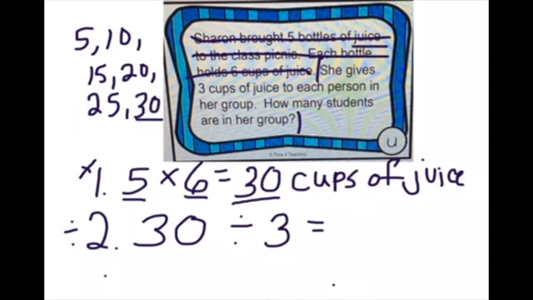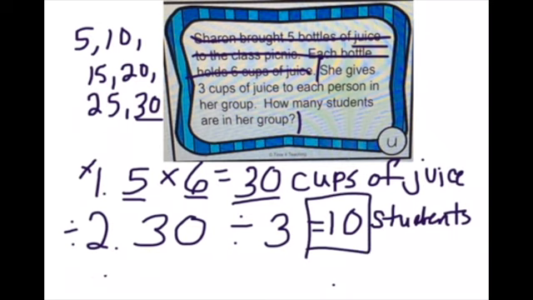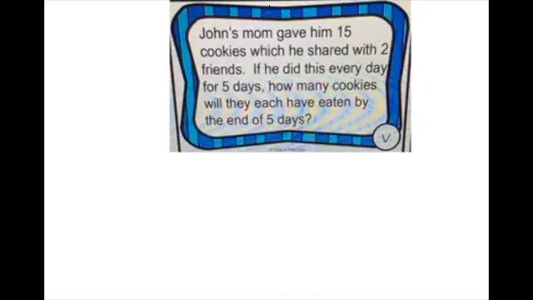What will that give us? 30 divided by 3. Oh, I know that that's 10. So I have 10 students, and that is our answer. How many students are in our group? 10. So our final answer is 10, but we needed to do those 2 steps in order to get to that 10. Okay, let's try another one.